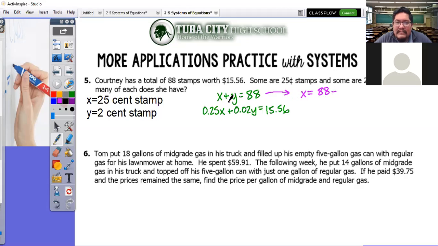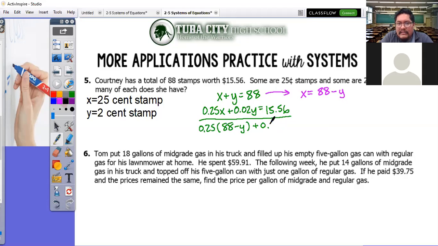In this case, I'm going to solve for x, and I'm going to minus y from both sides. As I minus y from both sides, it's going to be 88 minus y if I put it all in one line. Now I'm going to plug it into the other one, into this one here. So 0.25x plus 0.02y, but in this case I know, oh wait, no, I need to replace x, not y. So make sure you're plugging in for the right variable.